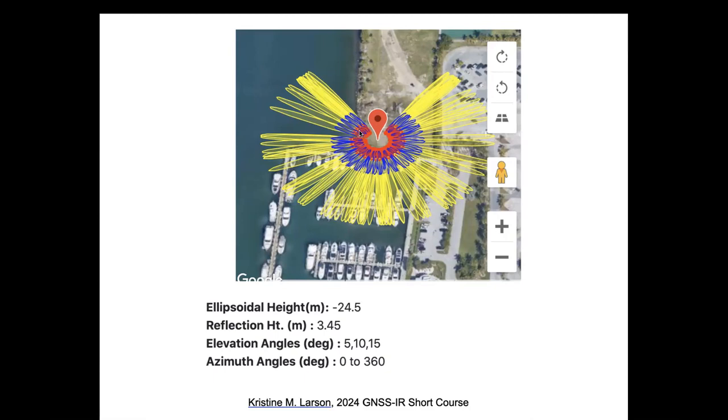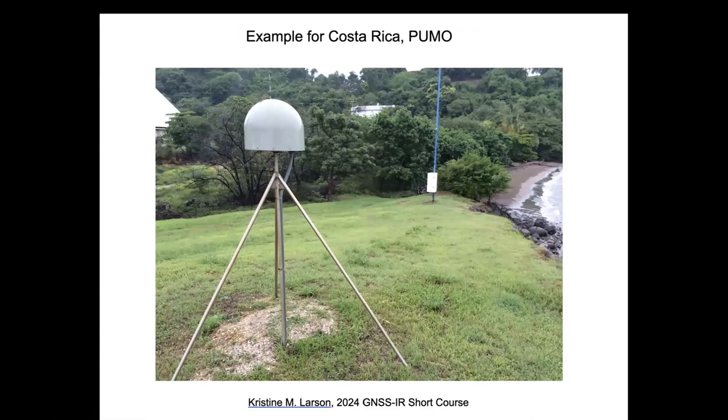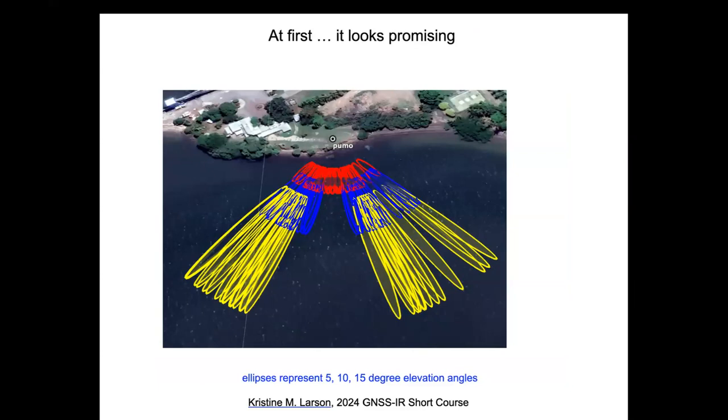Here's another example where it partially works, and I kind of wanted it to work because I thought it'd be cool to have a new tide gauge in Costa Rica. Again, it's a very high quality site. It has a very expensive antenna and monument. If you just look at the reflection zones, where yellow is 5 degrees, blue is 10, red, whatever, it works. Sure enough, I got reflections when I looked at the data, but then it didn't seem to work all the time. And the problem with my web app is it uses the photograph that Google Earth decides is the one you should use.